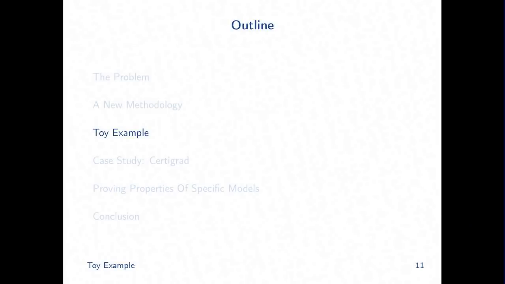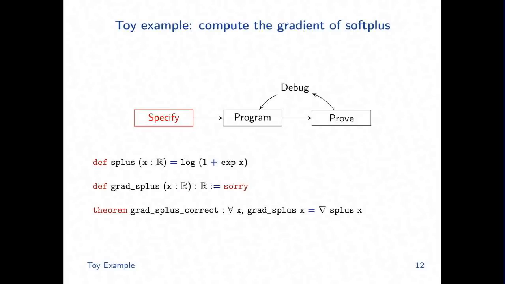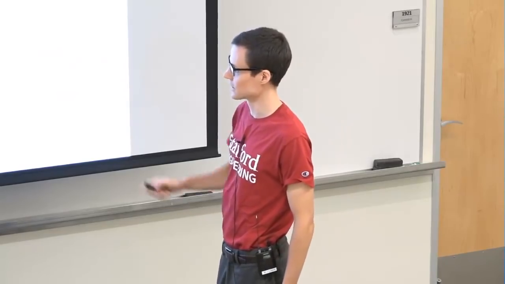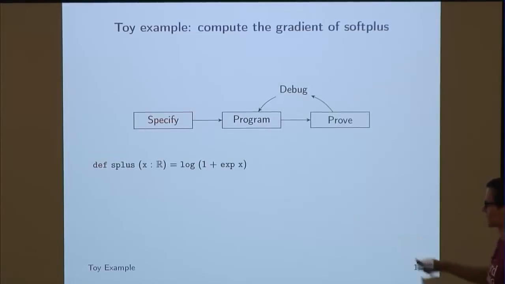So let's walk through a toy example to warm up. Suppose we're trying to compute the gradient of the Softplus function, which is a common function in machine learning. I'll explain what it is in a second. The first step is to specify what we're trying to implement. This is the Softplus function, log of 1 plus e to the x.